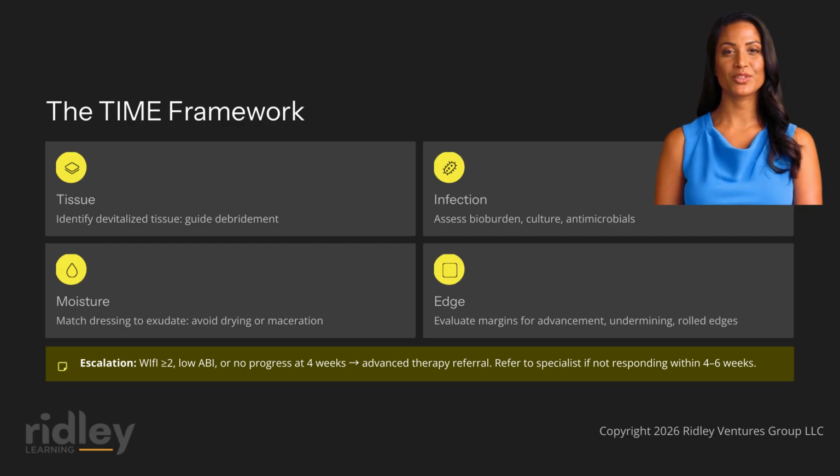The quality of your initial and serial assessment directly impacts treatment decisions, resource allocation, and patient outcomes. Tools that predict poor healing outcomes, such as WIfI scores of 2 or higher, low ABI values, or lack of measurable progress at 4 weeks, identify candidates for early advanced therapy referral and prevent unnecessary delays in escalating care.